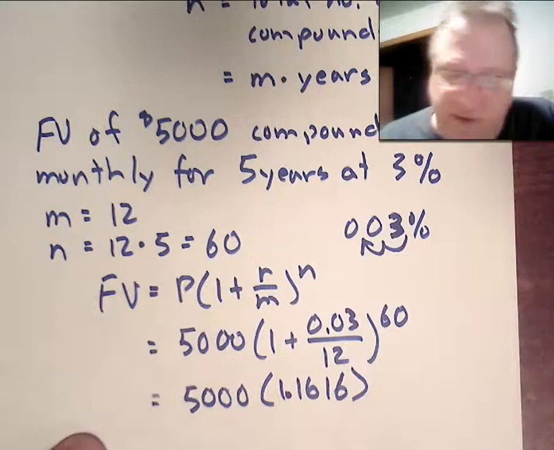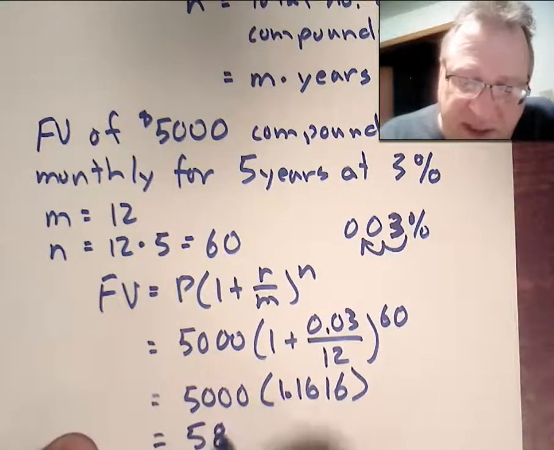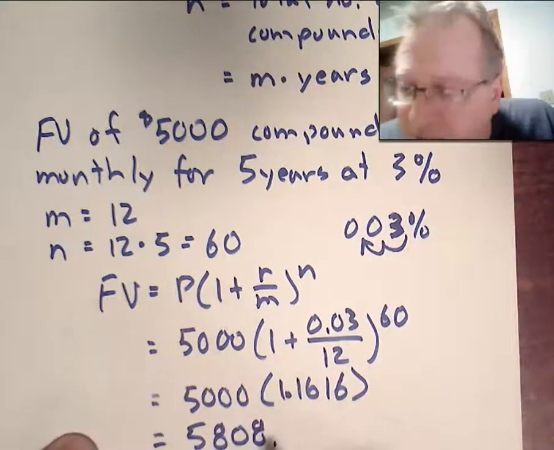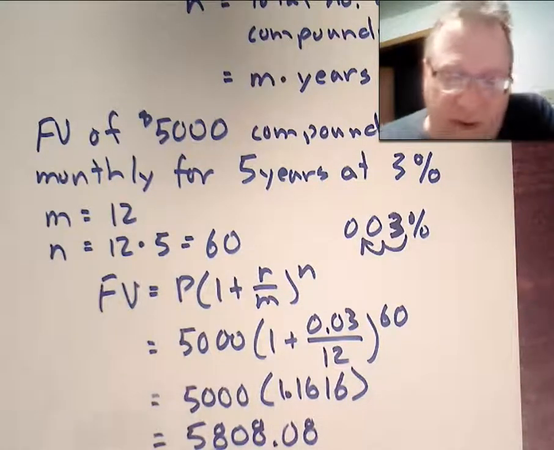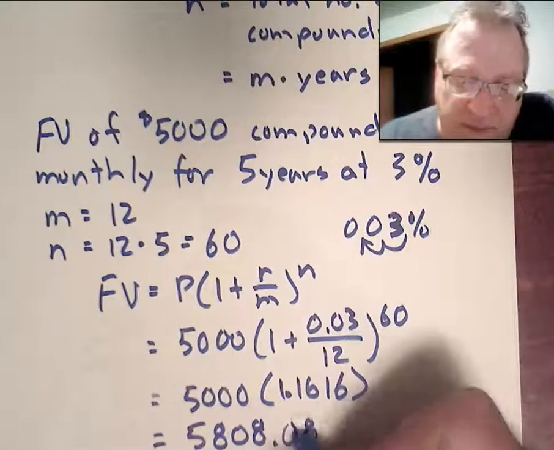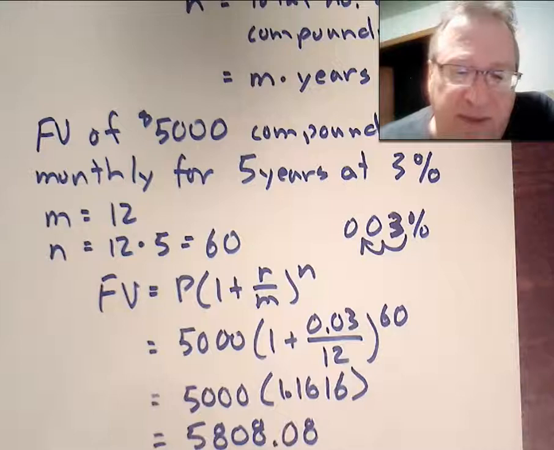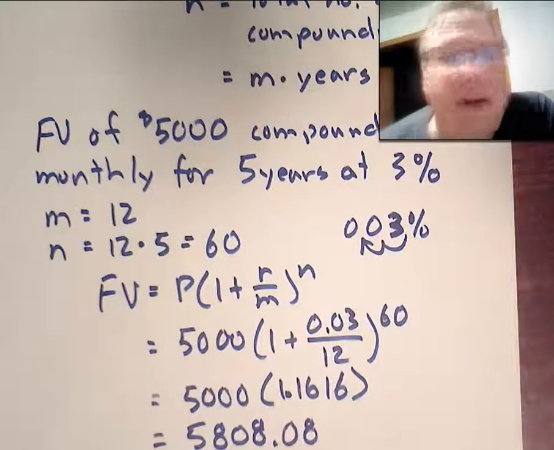Okay, so for my future value, I just need to multiply this times 5,000 now. And my future value is $5,808, and how many cents? Not that it really matters. 8 cents. There we go. How much interest did we make? Well, we could simply subtract the principal, 5,000, from this, and we'd find out the interest we earned was $808. So what did we do? We invested $5,000 for 5 years at 3%, compounded monthly. We earned $5,808 at the end of the period.